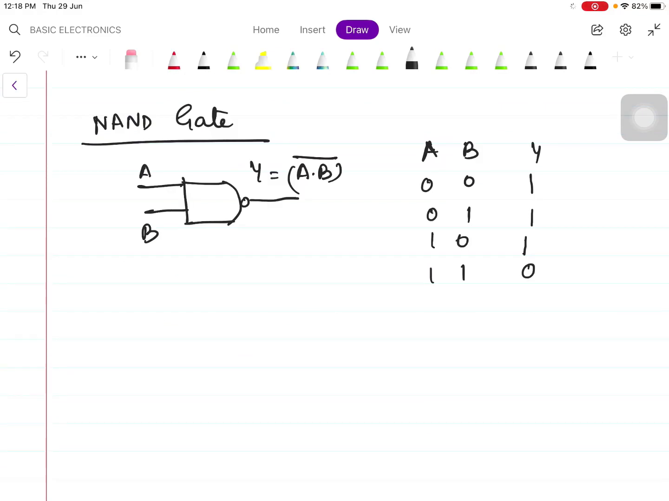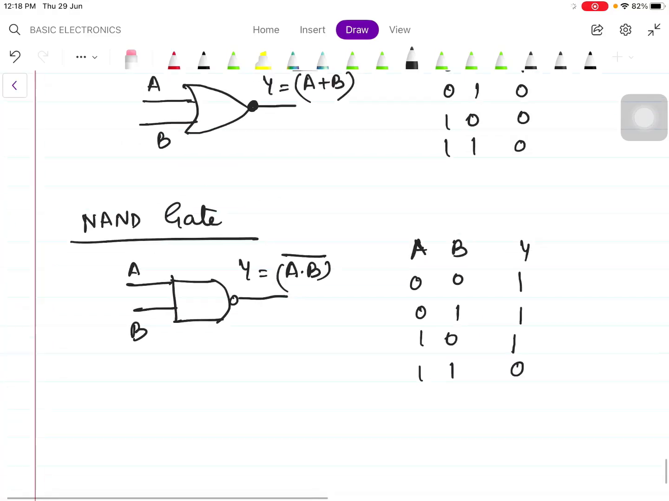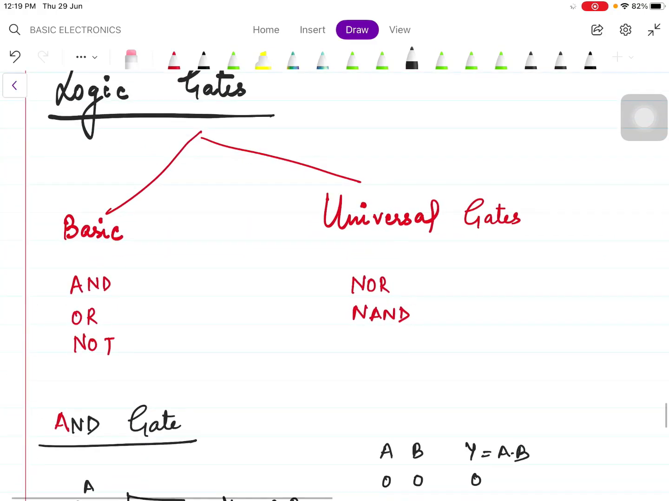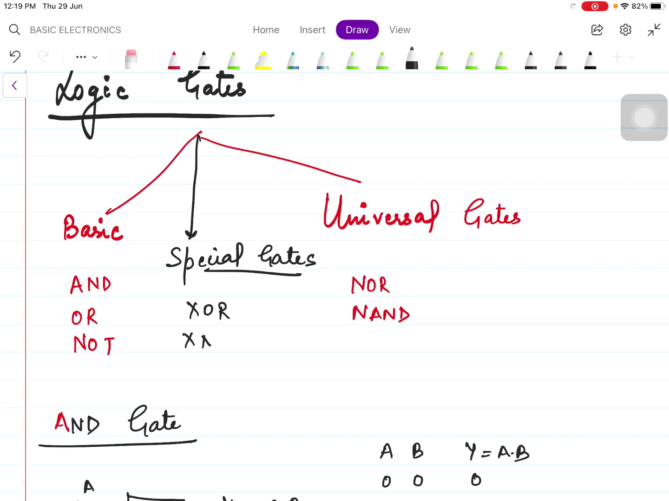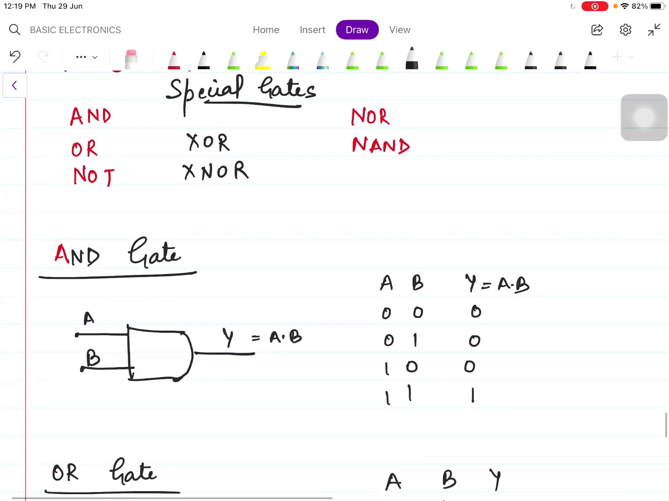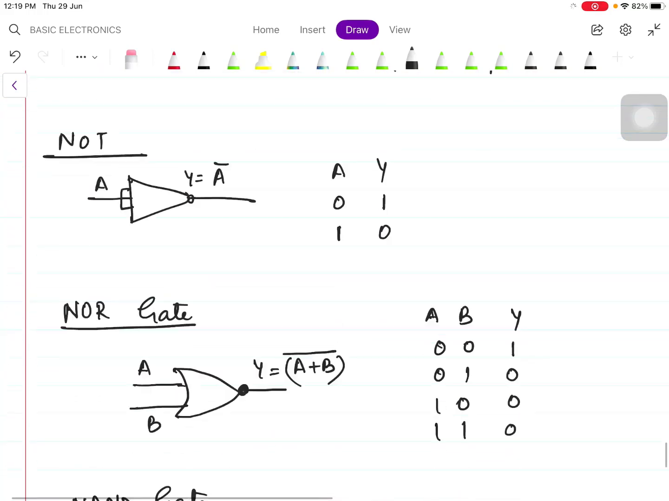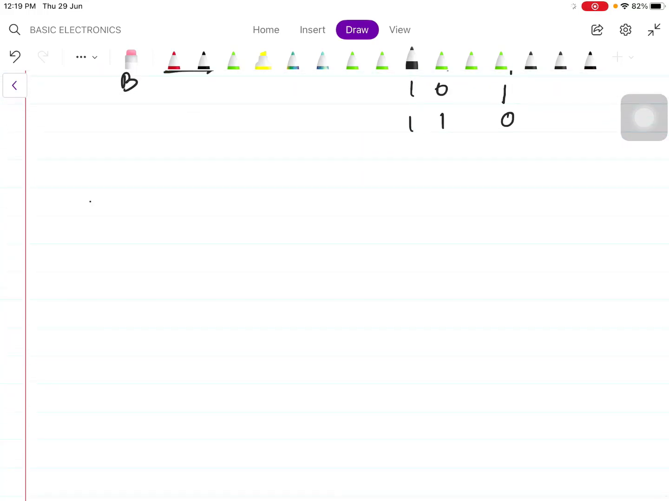Now we first of all classified the gates into two parts, that is basic and the universal. There is a third category as well which you must know, that is special gates. And under special gates we have two types of gates, that is XOR and XNOR. These also you must know because this will be very useful when you go into the higher classes. So XOR: when we talk about XOR, it is exclusive OR.